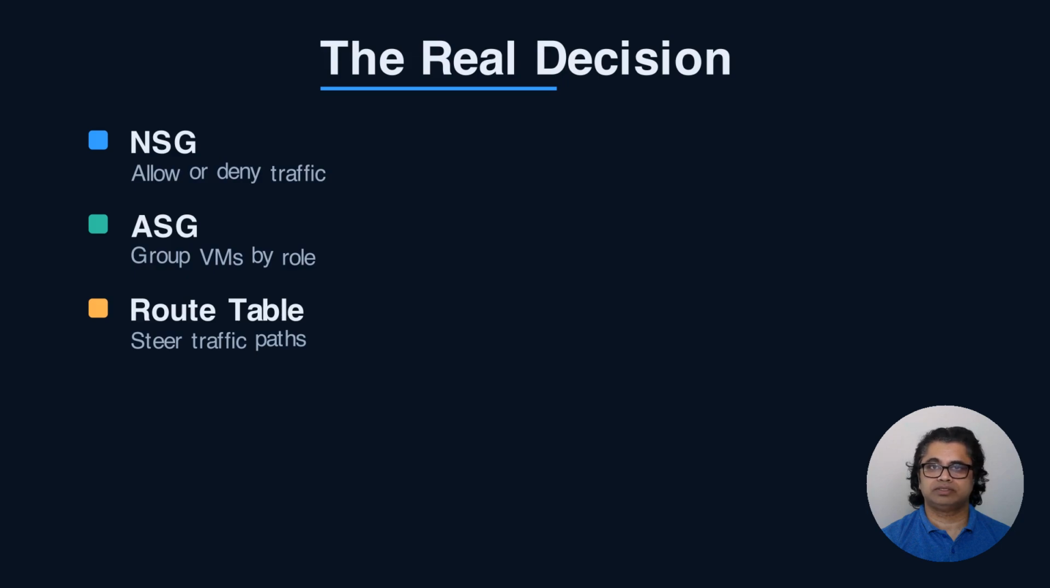The short version: network security groups decide whether traffic is allowed, application security groups decide who the rules apply to, and route tables decide where traffic goes.